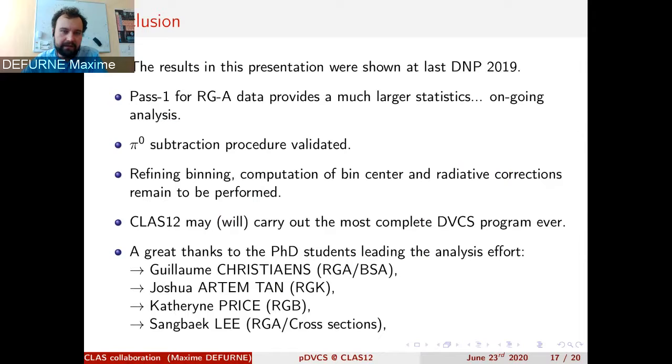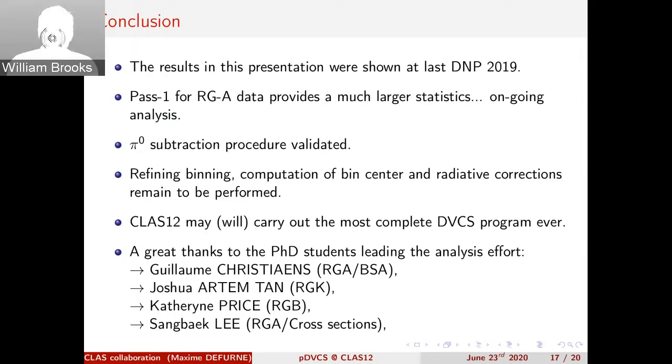The delicate point for DVCS analysis is really to subtract this pi0 contamination, but this step has been performed and validated so far. So now what's left would be to refine the binning according to the statistic we have reconstructed, and do some proper computation of bin center and radiative corrections as well. As I have shown, CLAS12 next year will carry out, I said maybe, because it depends also on the PAC and Jeopardy, but I'm sure it's only a formality, the most complete DVCS program ever.